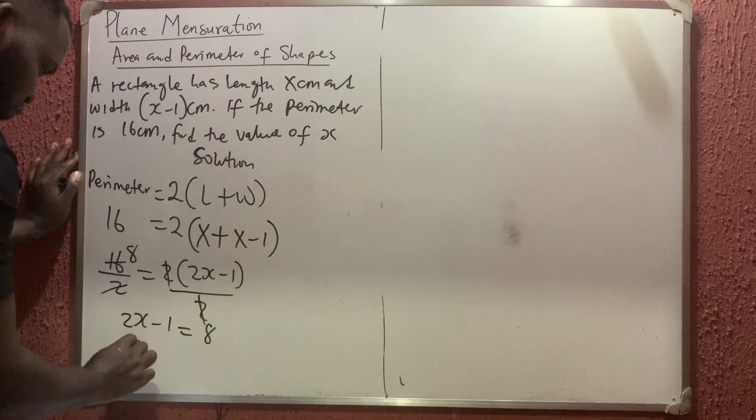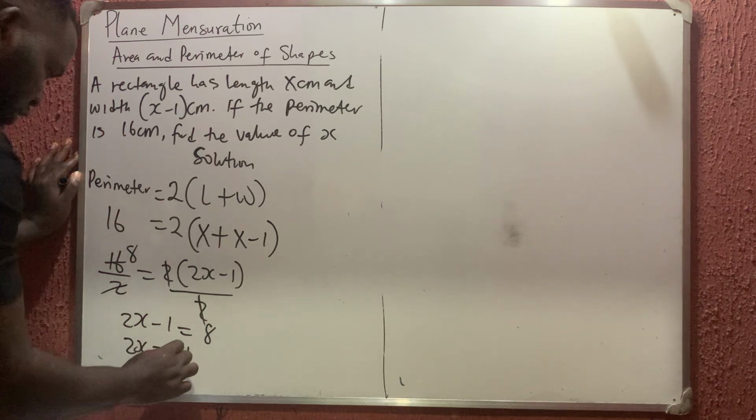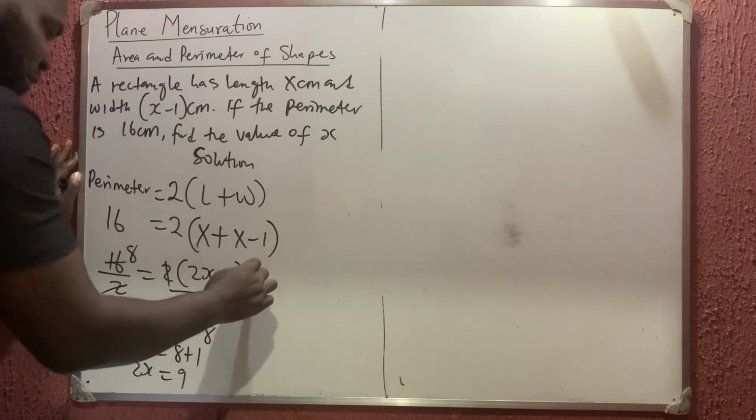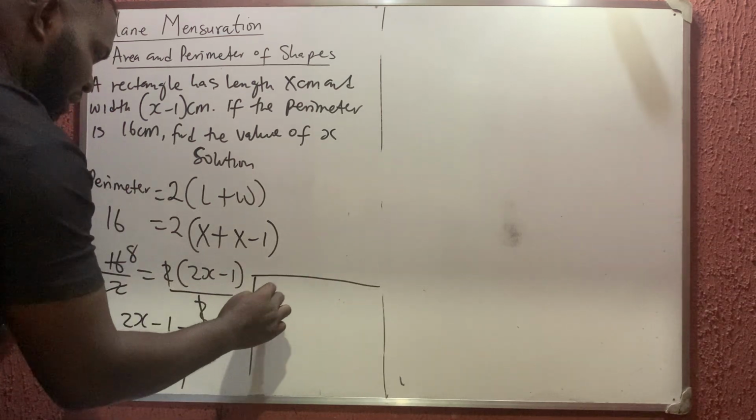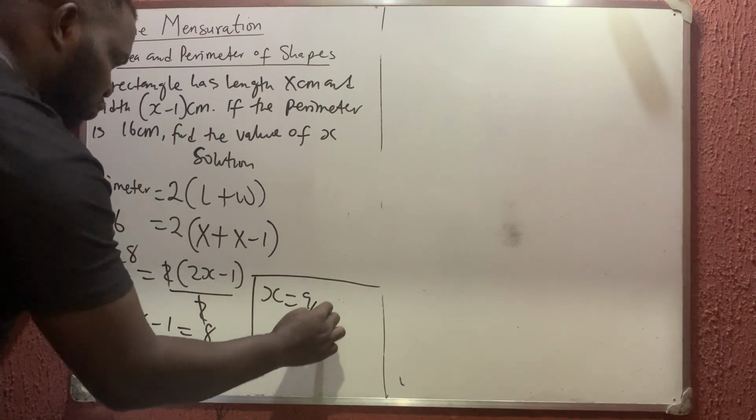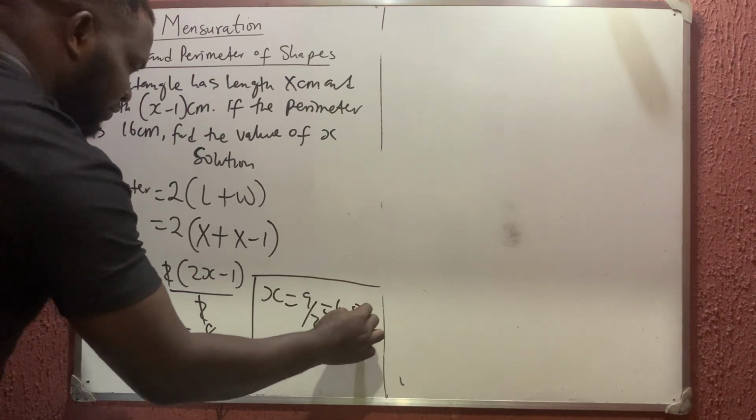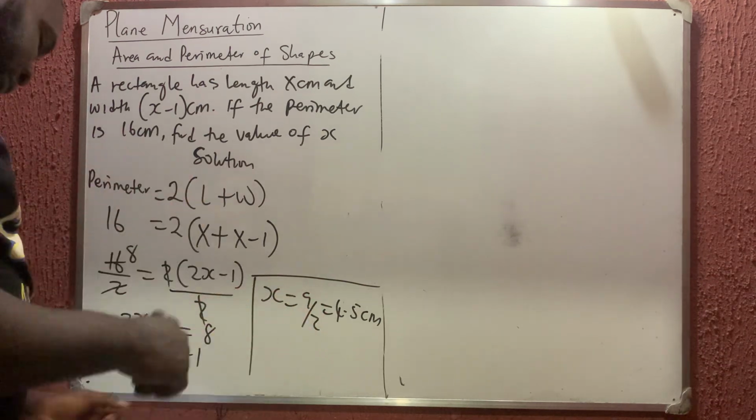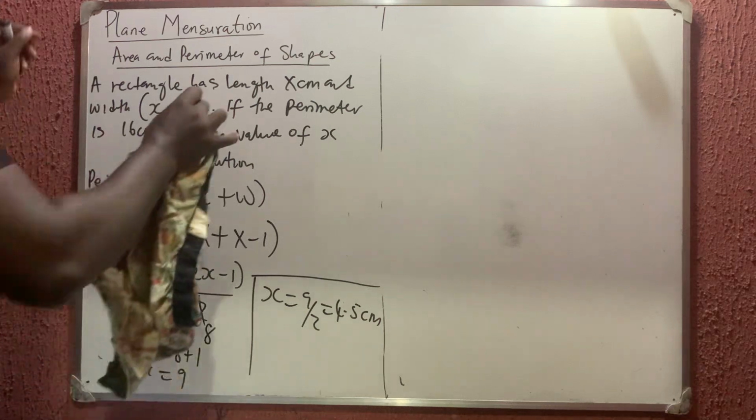So therefore, 2x will now be equal to 8 plus 1. So 2x is equal to 9. So therefore, our x is equal to 9 divided by 2, which is 4.5 cm. So that is our x. It's very, very simple. Or 4.5, anyone you prefer. So we move to the next question.